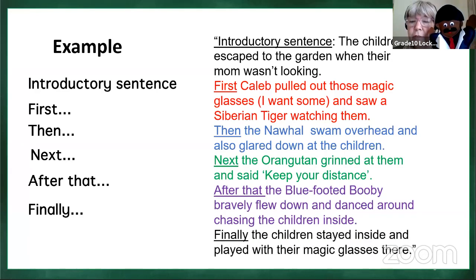Finally, the children stayed inside and played with their magic glasses. I can't read the end of that. Played with their magic glasses. There. Okay, good. Grandpa feels shy, but give him a clap. I think that was good. I think that was very good.